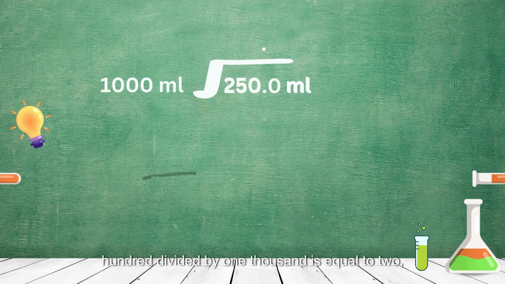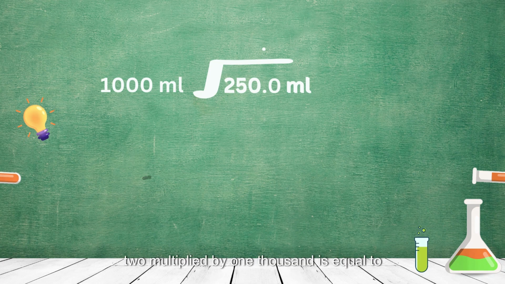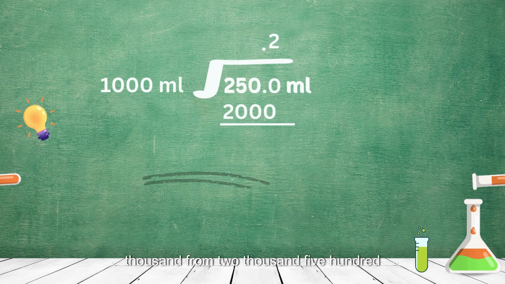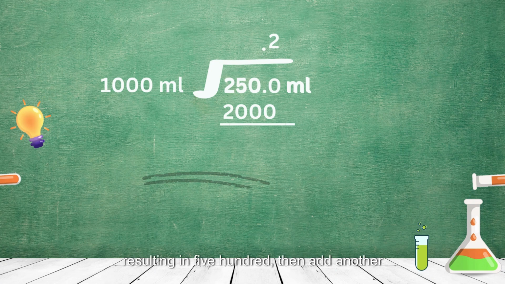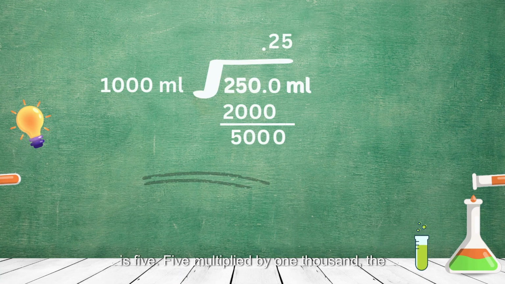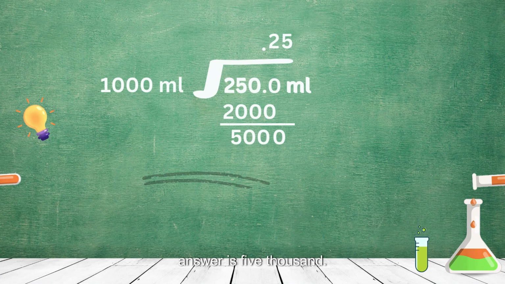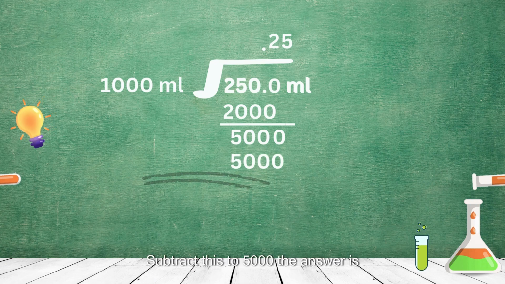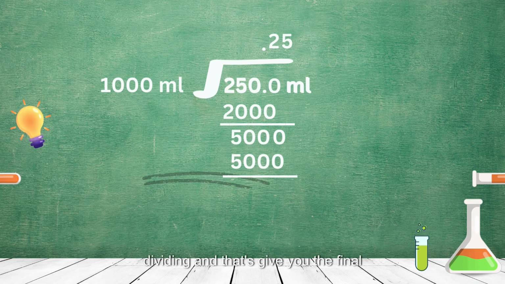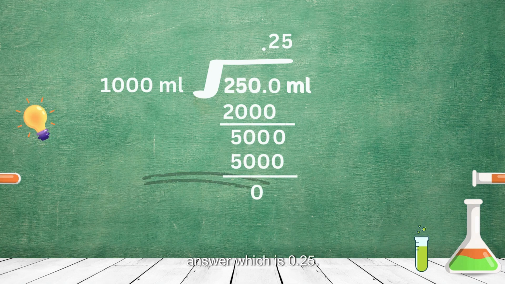2,500 divided by 1,000 is equal to 2. 2 multiplied by 1,000 is equal to 2,000. You will then subtract 2,000 from 2,500, resulting in 500. Then add another 0, making it now 5,000. Now 5,000 divided by 1,000, the answer is 5. 5 multiplied by 1,000, the answer is 5,000. Subtract this from 5,000, the answer is 0. So that means you are now done dividing, and that gives you the final answer, which is 0.25.